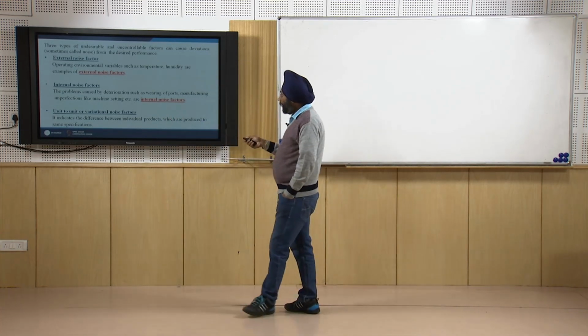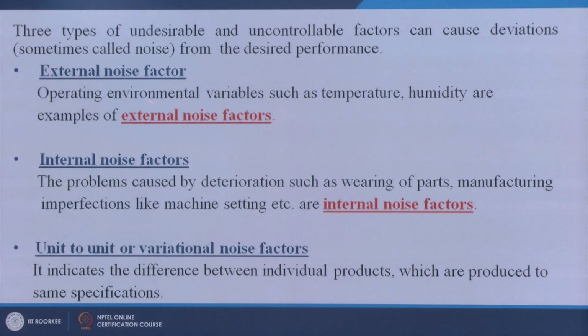So I think external noise factor, temperature example already taken, internal noise factors, and unit to unit or variational noise factors. It indicates the difference between individual products which are produced to the same specifications.